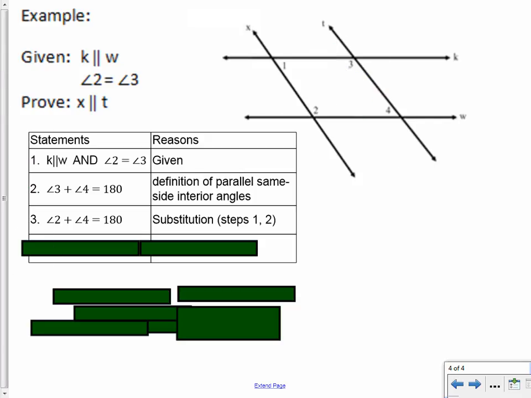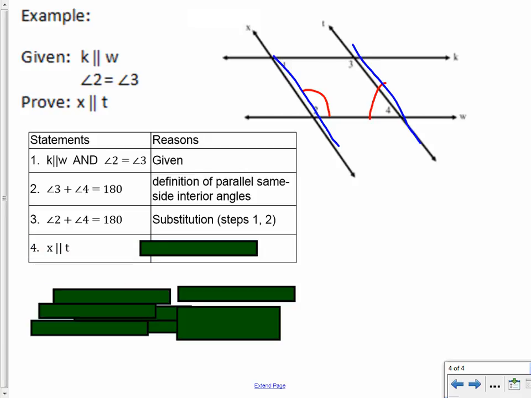Okay, we said that angle 2 plus angle 4 are supplementary. If these same side interior angles are supplementary, that implies then, for sure, that this line has to be parallel to this line. X has to be parallel to T. And again, remember, what lets us know for sure that those ones have to be parallel? Well, because if they're same side interior angles and they are supplementary, then the lines have to be parallel.